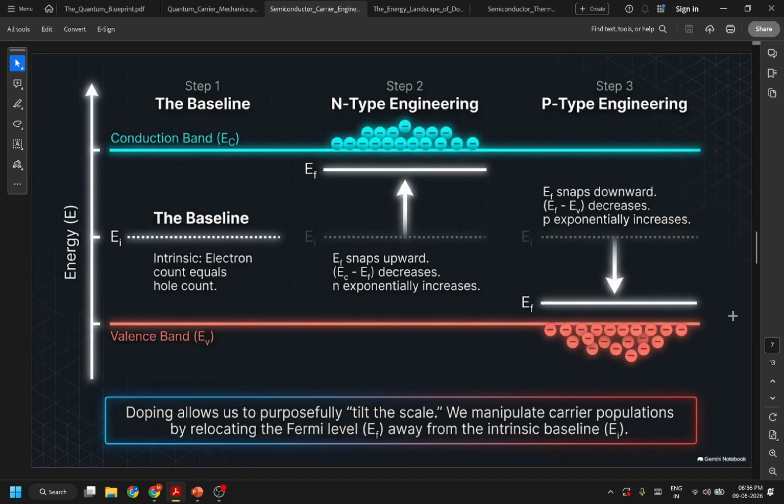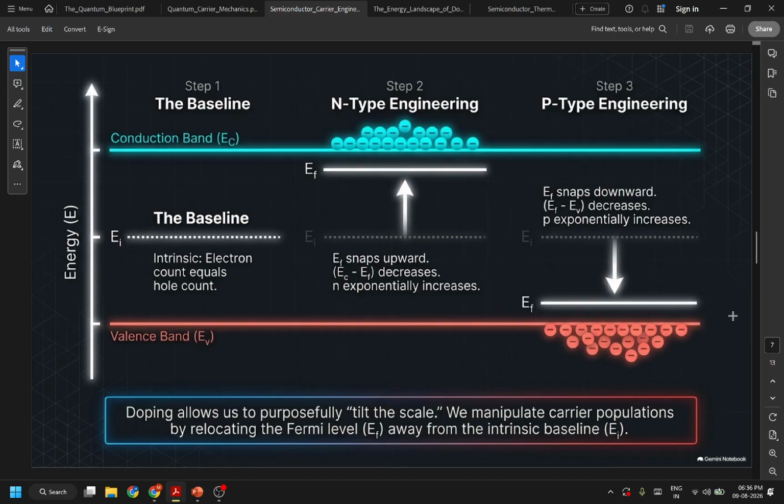So now we come to doping. Ei is your baseline, which is intrinsic, so electron count equals hole count. Now, if we do n-type engineering, that is, we increase the number of electrons in the conduction band, we change the Fermi level to EF, which moves upwards, closer to the conduction band. So EC minus EF will decrease, which will mean the carrier concentration of electrons, small n, exponentially increases.